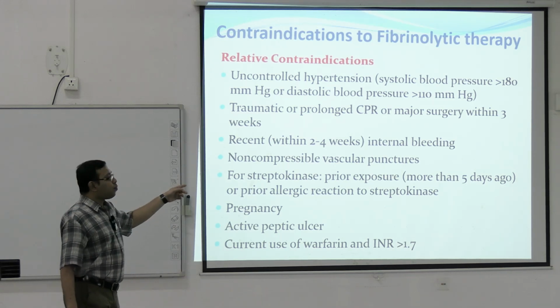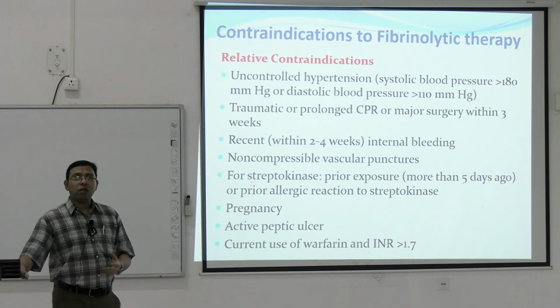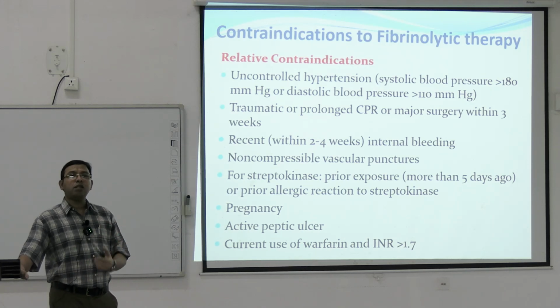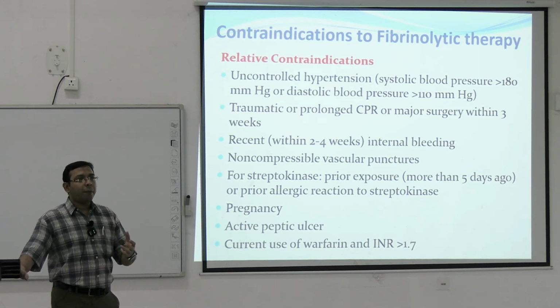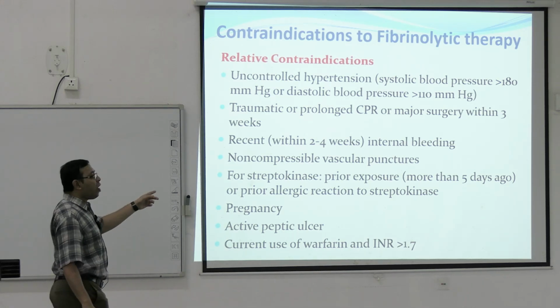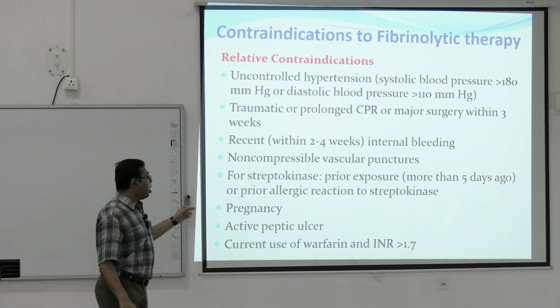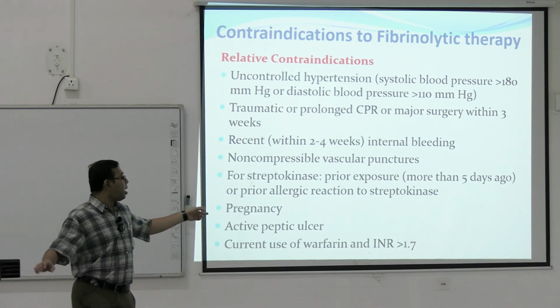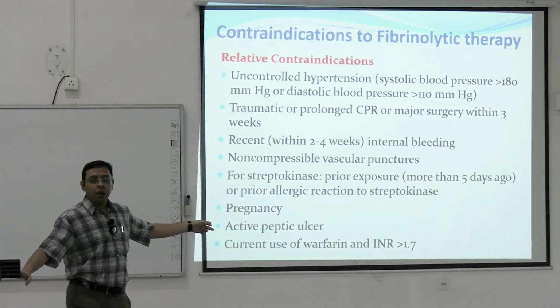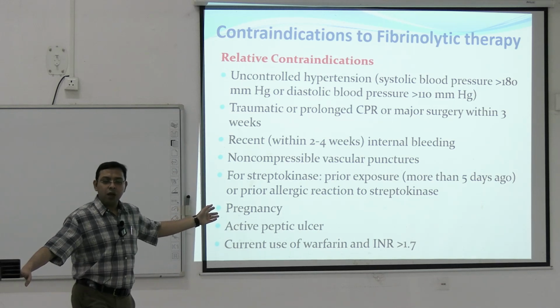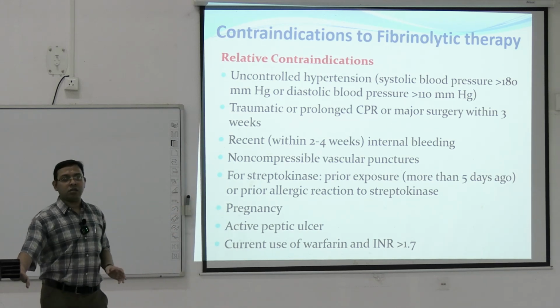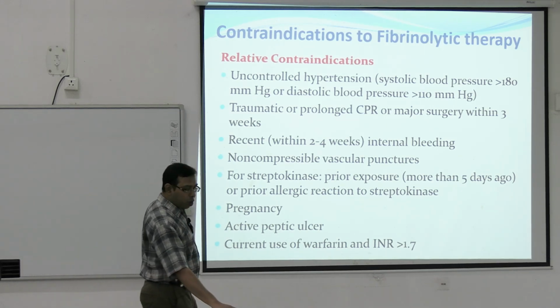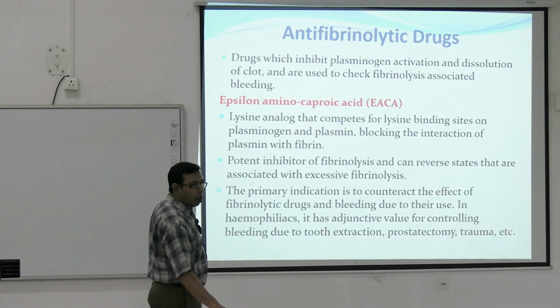For streptokinase, prior exposure, as we have already seen, because with prior exposure there is development of antibodies and the streptokinase will not act. Or prior allergic reaction to streptokinase, pregnancy, active peptic ulcer, and current use of warfarin with INR greater than 1.7, because there is a very high risk of bleeding. So these are the relative contraindications. This is important: absolute and relative contraindications of the fibrinolytic.